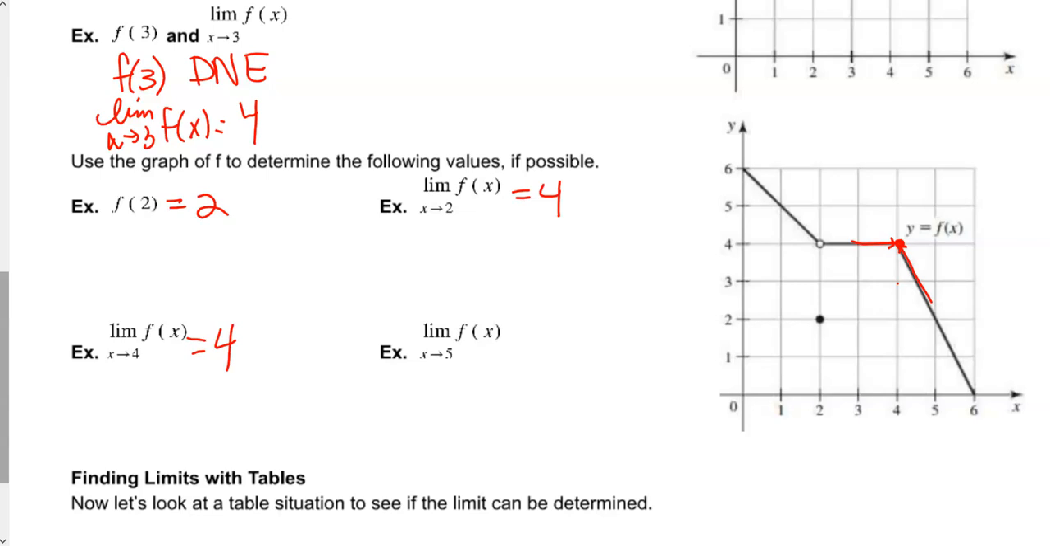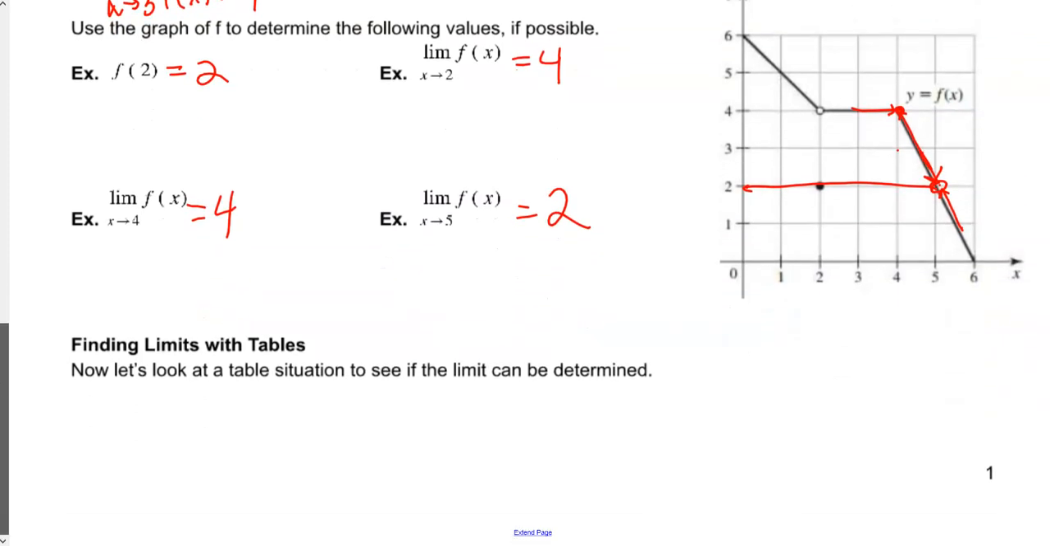And lastly, when we find x equaling 5, I come up here. Here's where the value is. Now f of 5, the function value, is equal to 2. And as I come from the left of x equaling 5 and from the right of x equaling 5, I hone in right here. Therefore, my limit is equal to 2. So make sure that you're looking left and right for the limit to exist. We will see in some cases where that does not occur.